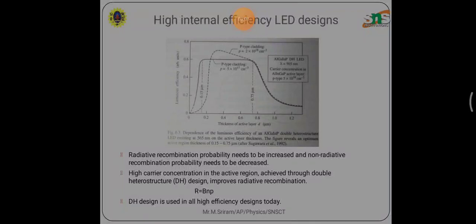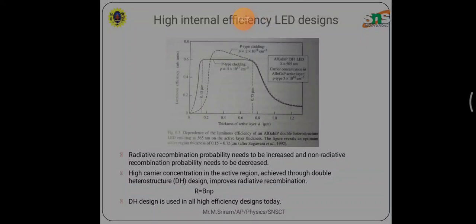Good morning. So now we continue the LED. So high internal efficiency of LED designs. We know that graph is the difference of the luminous efficiency of AlGaInP double heterostructure LED emitting at 565 nanometer on the active layer thickness. So the figure reveals the optimum active region thickness, 0.15 to 0.75 micrometer.